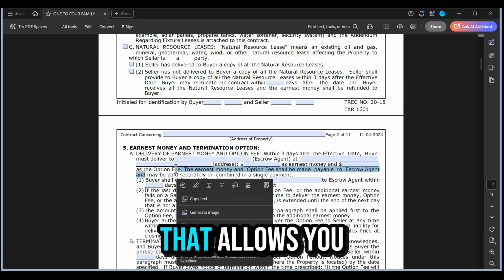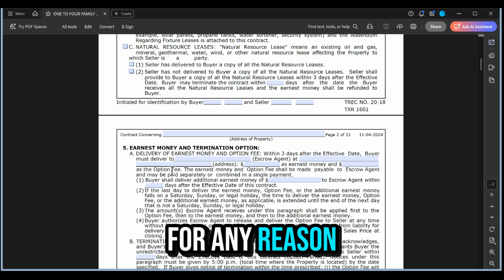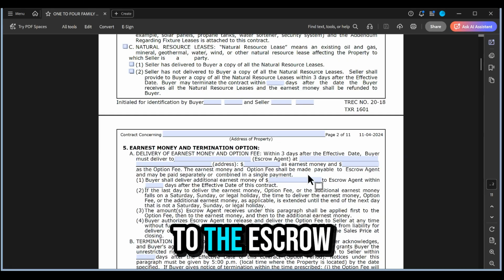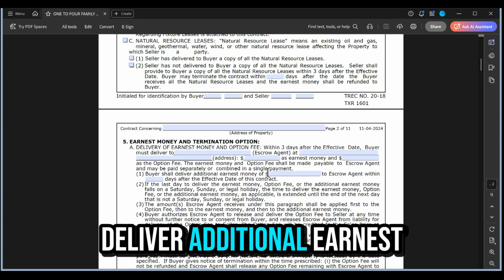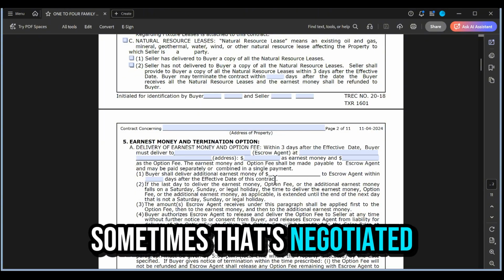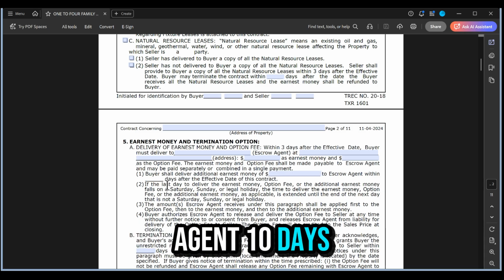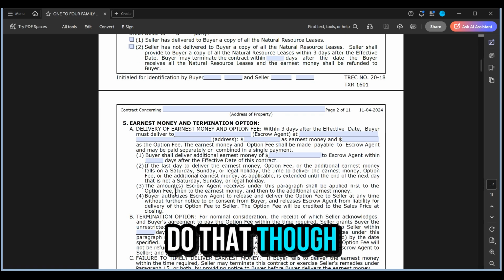The option fee allows you to exit the contract for any reason during the option period. Okay, that's right there. The earnest money and option fee should be paid to the escrow agent, but they're separate. Now, a buyer shall deliver additional earnest money. Sometimes that's negotiated, so $2,500 or whatever it may be to the escrow agent 10 days later or 5 days later after the executed contract. It's very rare that we do that though.